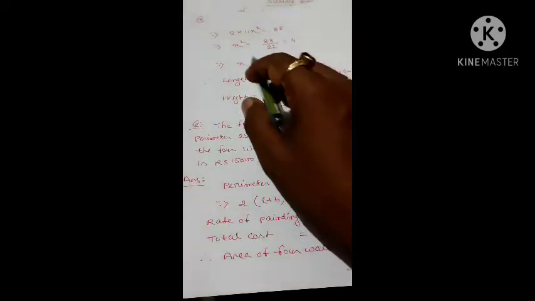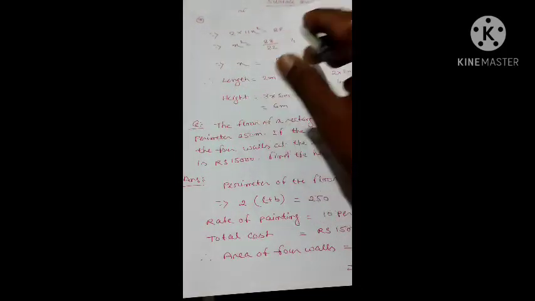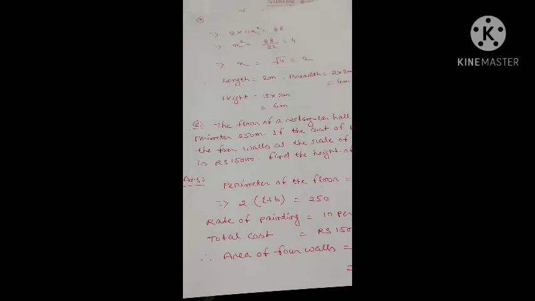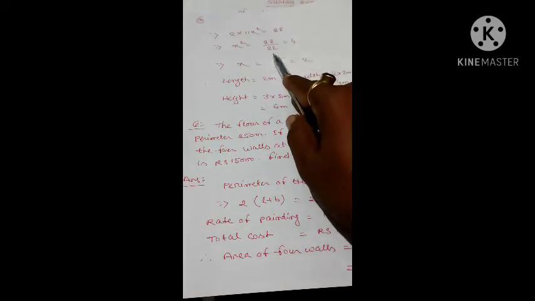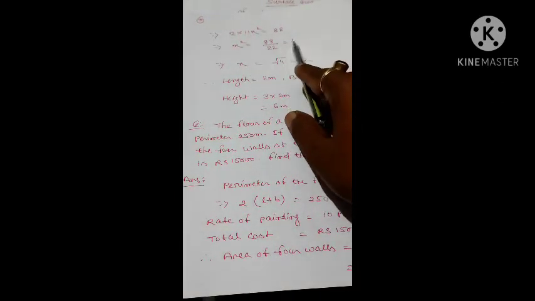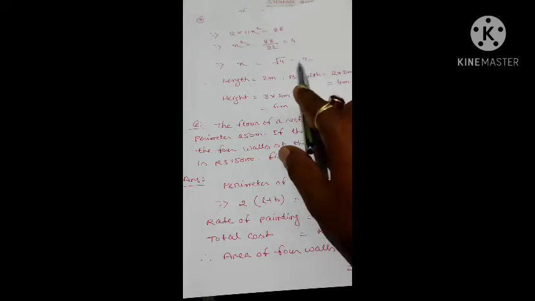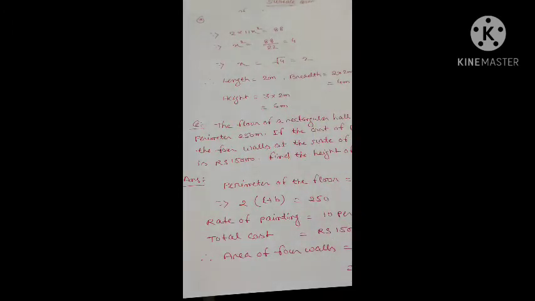So we will get 2 into 11x square, that will be 88. So what will be the value of x square? That will be 88 by 22, that is 4. So our x will be under the root 4, that is 2. So we got the value of x.